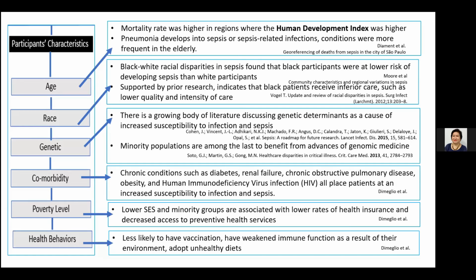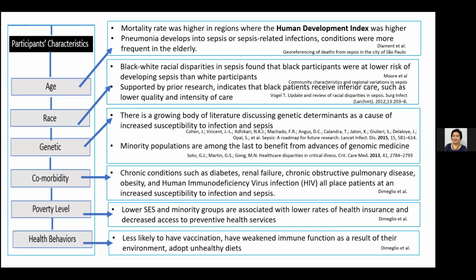rate was higher in regions where the Human Development Index was higher. This is due to pneumonia that develops into sepsis or sepsis-related infection, a condition that is more frequent in the elderly. As far as race is concerned, the study of Moore showed that Black participants were at lower risk in developing sepsis than the white participants.